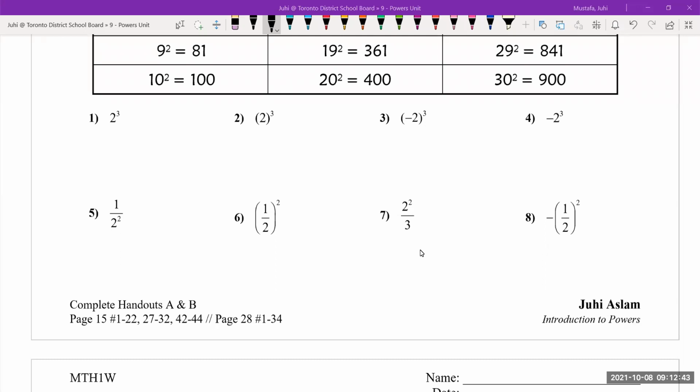What I want you to do for all of these questions, even if the answer is super easy, I still want you to expand it, write it in quote unquote expanded form, and then tell me the solution. So I'll do the first one with you and then you can try the rest. 2 to the power of 3 would be 2 times 2 times 2, and the answer would be 8. So this form right here is known as expanded form. And this form right here is known as exponential form.